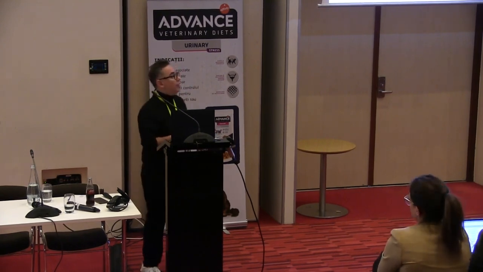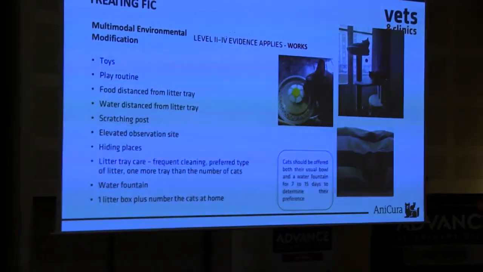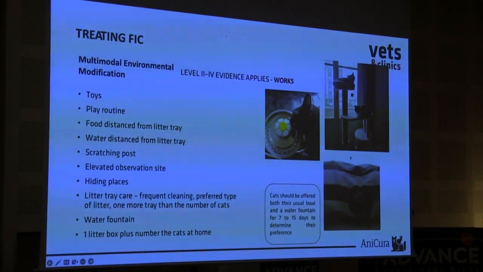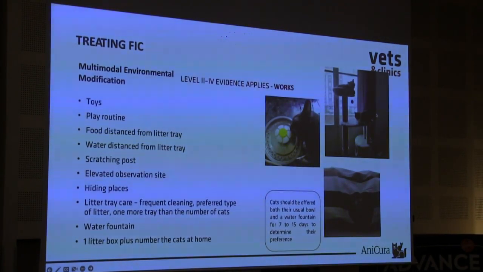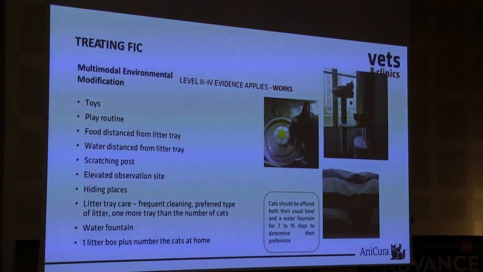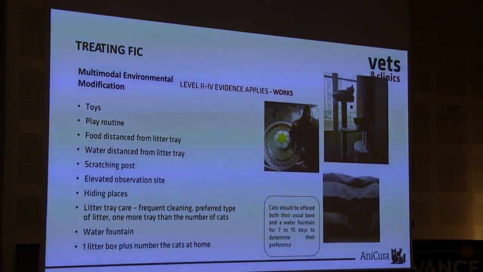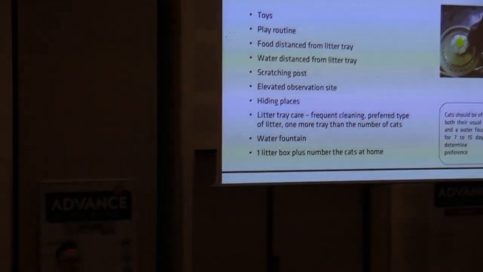Another thing that you have to consider is the multimodal environmental modification, mainly toys, play routine, food distance from the litter, water distance from the litter, scratching post like a cat tree, elevated observation sites, hiding places, and litter tray care: frequent cleaning and preferred type of litter. Some cats choose the litter or the substrate of litter that they prefer. Water fountain and 1 litter box plus the number of cats that you have at home. That is very important to decrease stress.